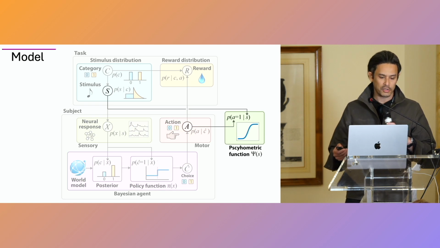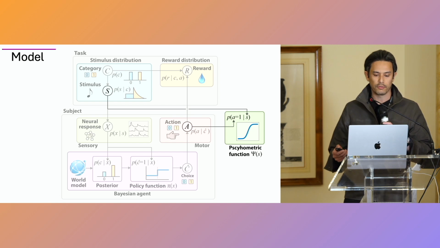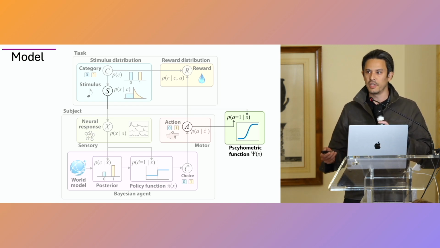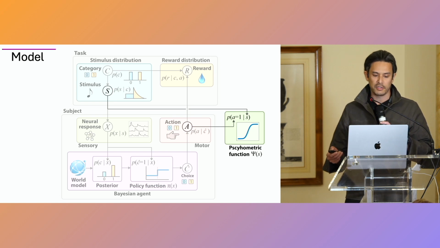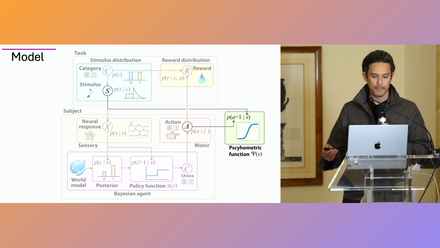Now, in contrast to the agent, the psychometric function is computed from the standpoint of an experimenter who can see the true stimulus, it can see the action, but cannot see the agent's underlying choice, and it cannot see the neural response that it was based on.